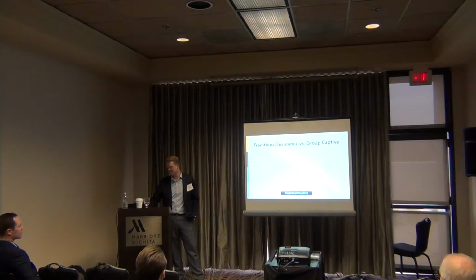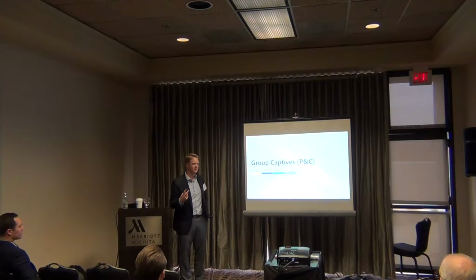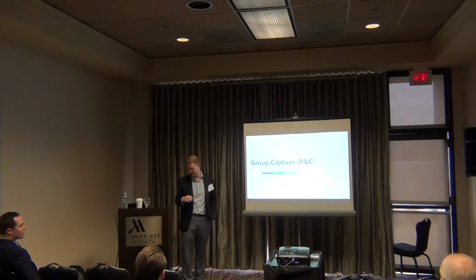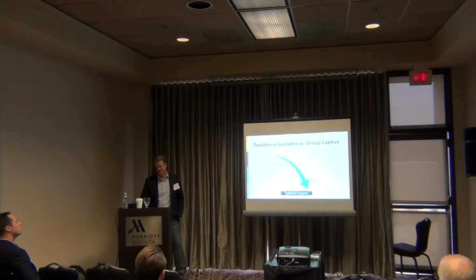So, and by property and casualty, I should back up, really only referring to 3 lines of insurance coverage. That's general liability, auto liability, and workers' comp, just those 3 lines. And I'll explain that more in a second. So, why do people start to entertain group captives?